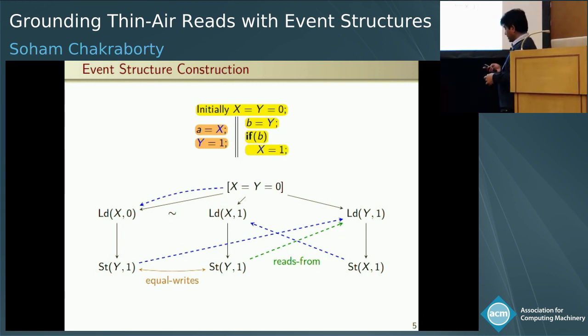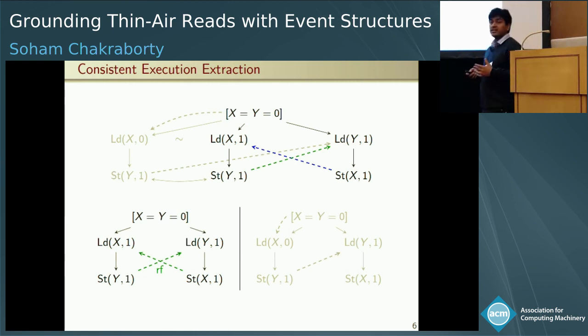Now, given this constructed event structure, we extract certain execution from this event structure. So for extracting the execution, we take the conflict-free subset of events from each of the threads, and then we preserve the program orders and create the read from edges or the justified from edges to create the read from edges in the execution. And then we check whether the extracted execution is C11 consistent.